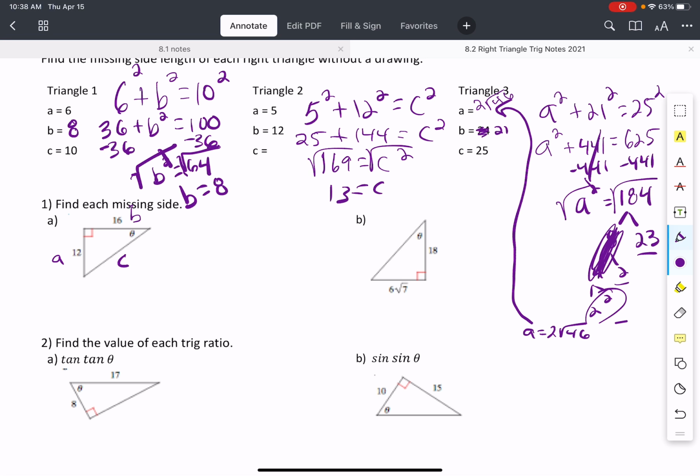So then I have 12 squared plus 16 squared equals C squared. Can you guys finish that one out from there? I think you can. Find me C, and then I'll help you with B, which is a little different because of the square root, okay? So finish out that one, please.